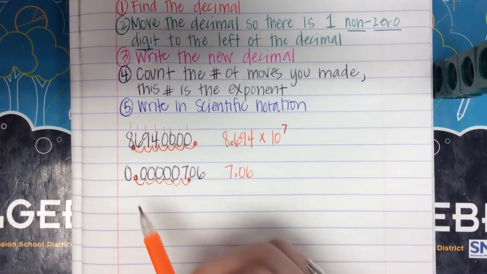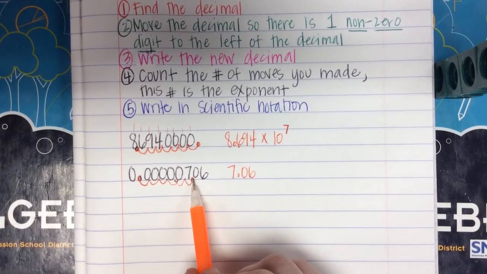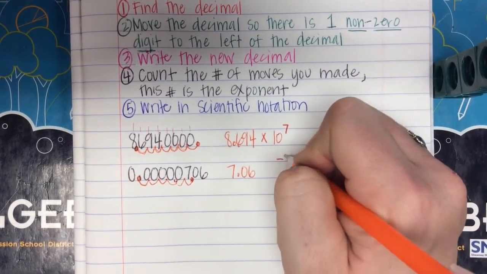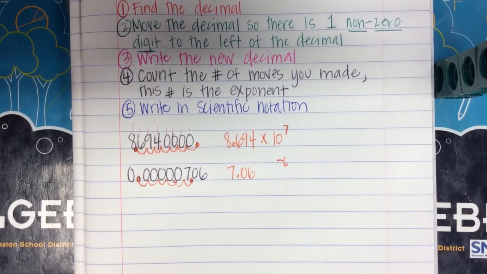Count how many moves you made. 1, 2, 3, 4, 5, 6. But 6 is not my answer. Why negative 6? Because it's a small number. Is that my answer?